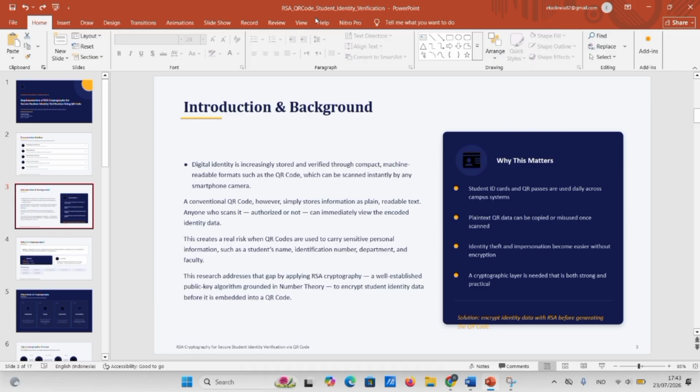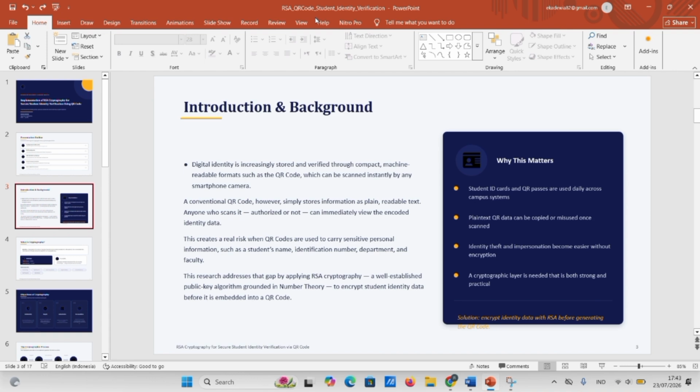which can be scanned instantly by any smartphone camera. A conventional QR code, however, simply stores information as plain, readable text. Anyone who scans it, authorized or not, can immediately view the encoded identity data. This creates a real risk when QR codes are used to carry sensitive personal information, such as a student name, identification number, department, and faculty.